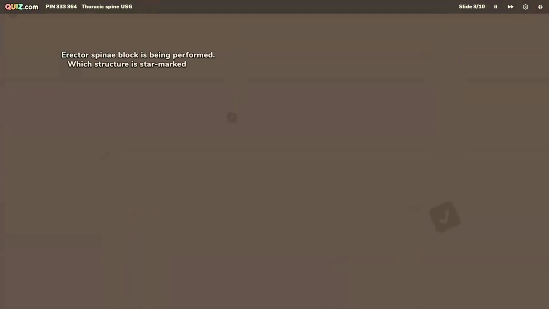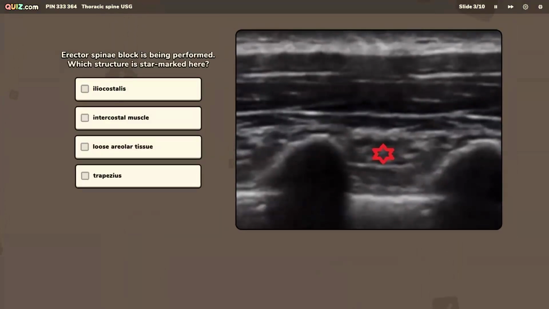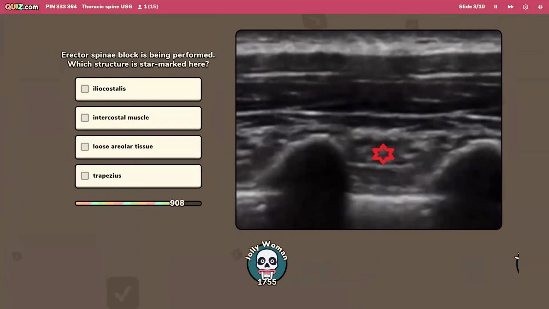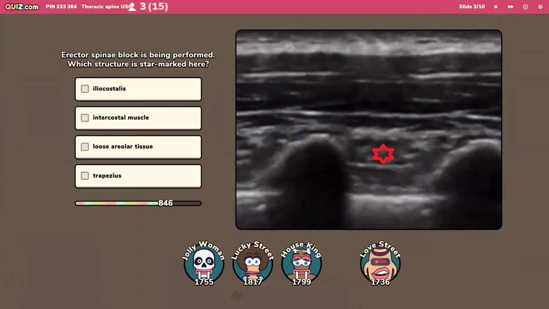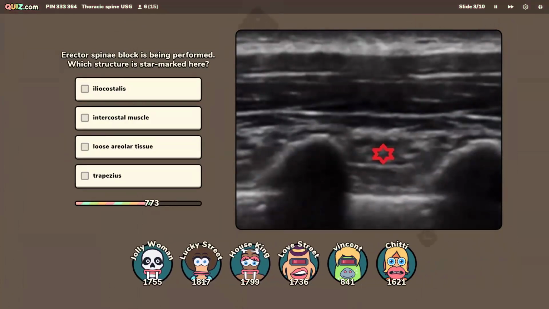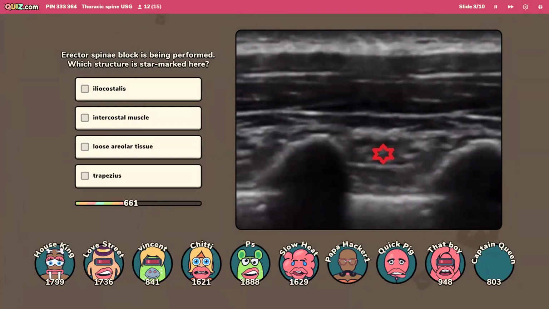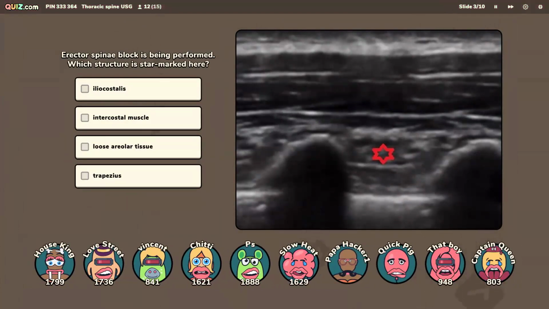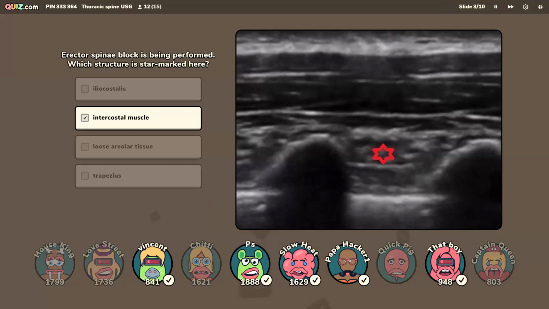Which structure is star marked here? Intercostal muscle.